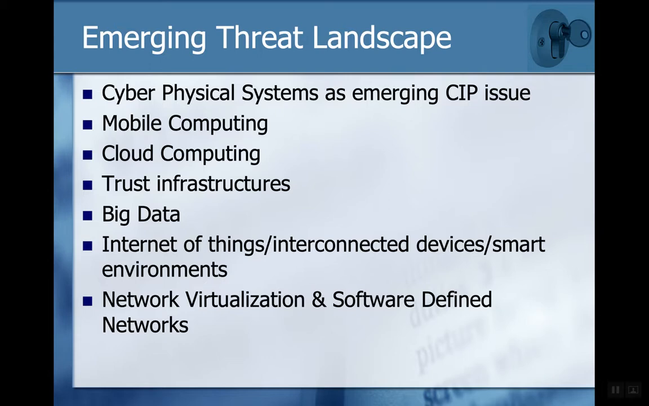And finally, similar to cloud computing, network virtualization and software-defined networks. The idea is that a lot of your networks and compute resources are actually virtualized. What used to be physical infrastructure is replicated inside of a computer system environment, which is really the same thing as what we see inside of a cloud.